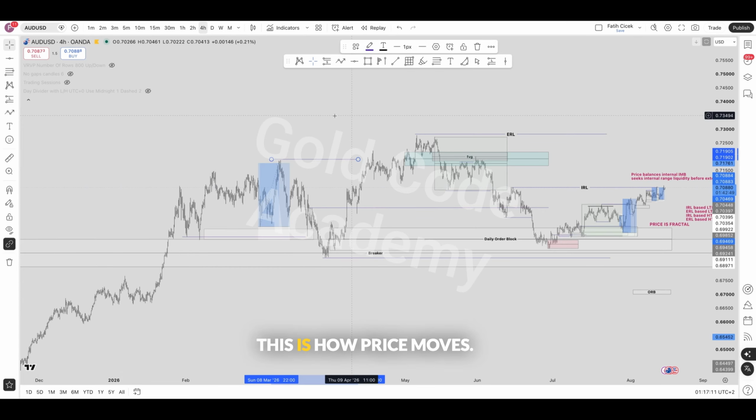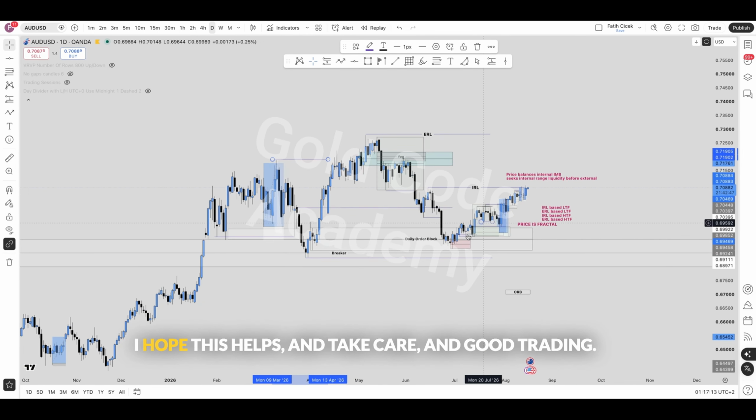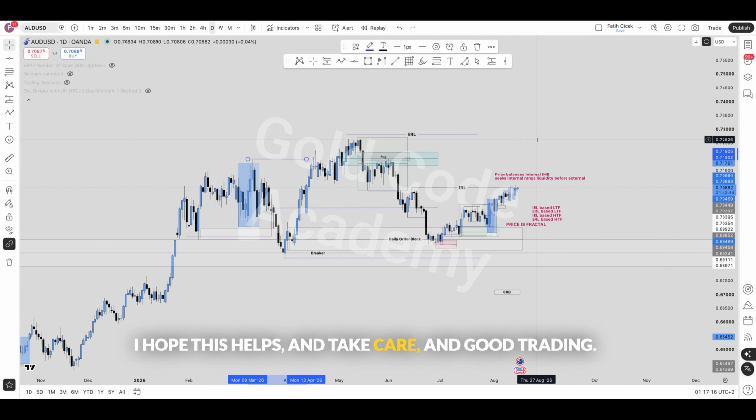Okay, this is how price moves. I hope this helps, and take care and good trading.